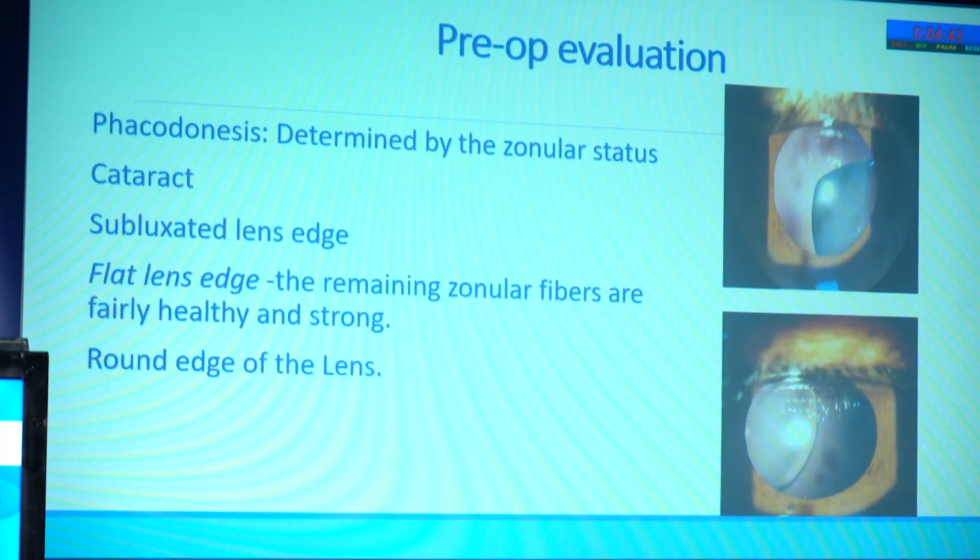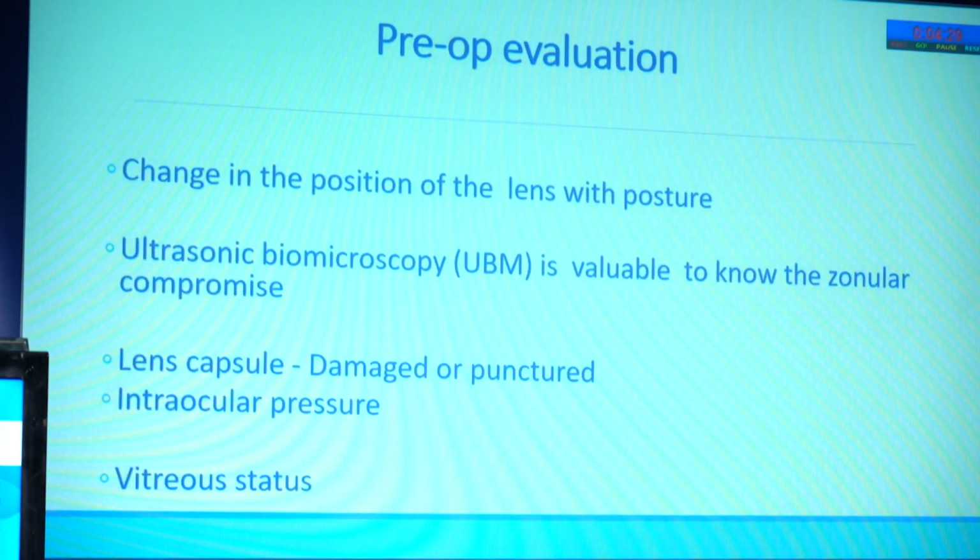We need to know whether there is phacodonesis, whether we can see the subluxated lens edge, whether it's a flat lens edge, where the remaining zonular fibers are fairly healthy and strong, and whether the round edge of the lens is visible or not. Pre-op evaluation also includes any change in the position of the lens with posture. If it is there, we have to be careful. UBM is valuable to know the zonular compromise. If the lens capsule is damaged or punctured, intraocular pressure needs to be monitored, and vitreous status has to be seen.